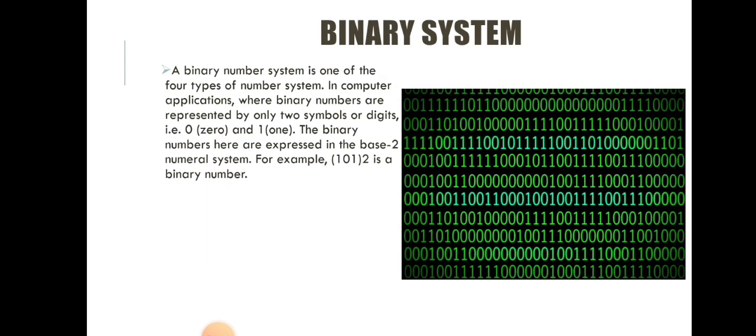Binary system. A binary system is one of the four types of number systems in computer applications where binary numbers are represented by only two symbols or digits, for example, 0 and 1. The binary numbers here are expressed with the base 2 numerical system. For example, 10 is a binary number.